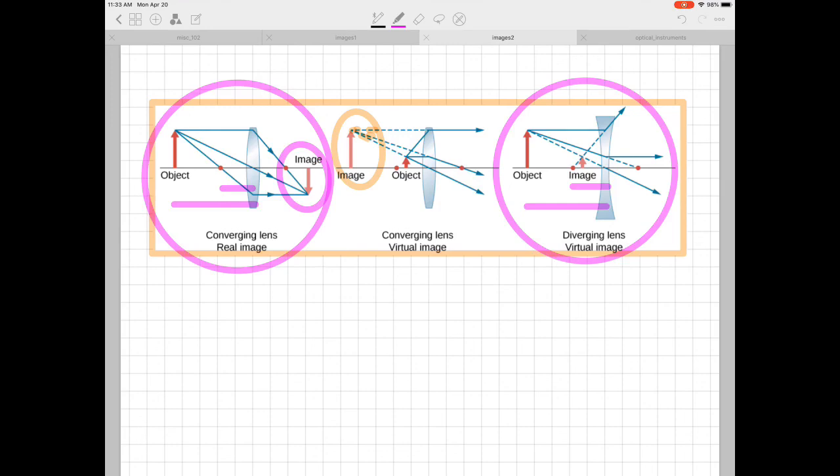So the thing you want to be careful of when you're asked about image formation using a converging lens is you need to pay attention to whether the object distance is inside the focal length of the lens or not. If the object is outside the focal length, like in this first picture, you're going to get a real image. If the object is inside the focal length of your converging lens, you're going to get a virtual image.